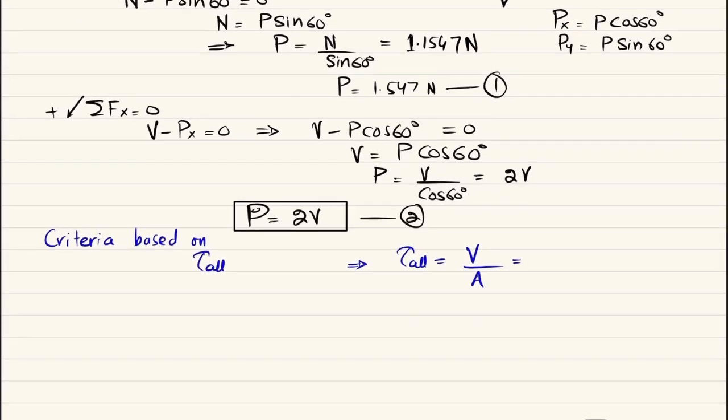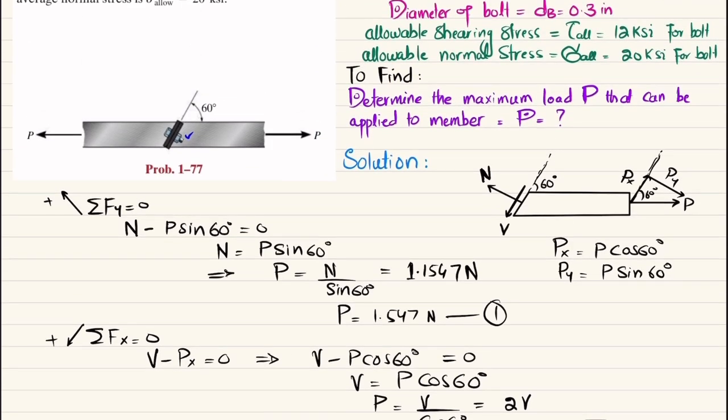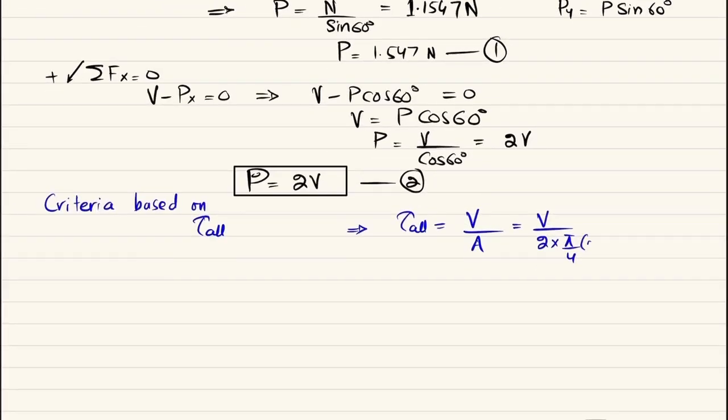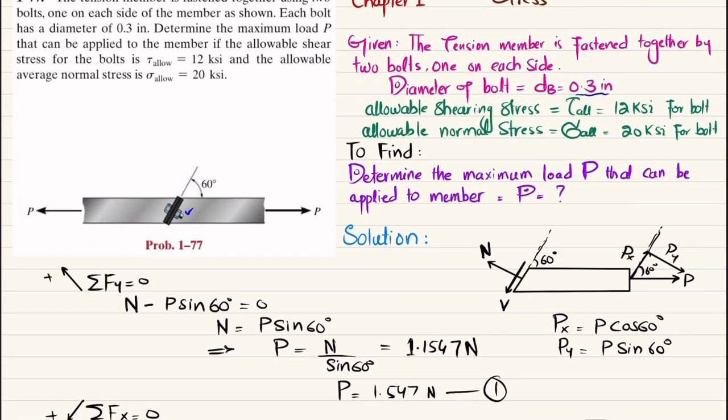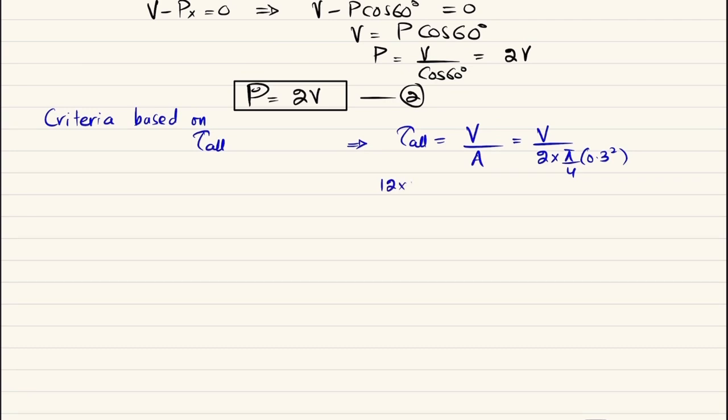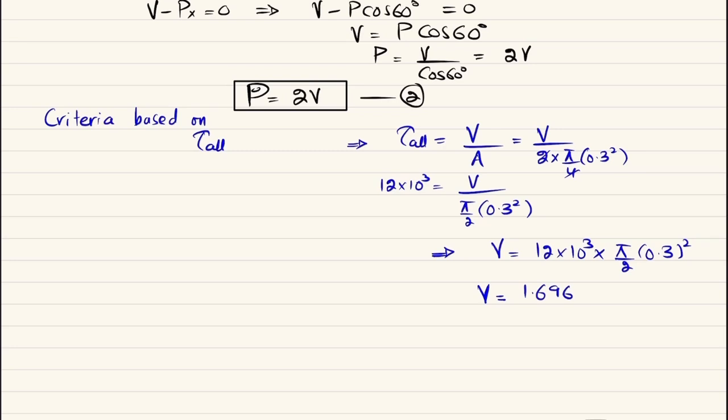We do not know V, so I will write V divided by 2 bolts, so 2 multiplied by pi by 4, times the diameter of bolt squared. Diameter of bolt is given as 0.3 inch, so I will write 0.3 squared. Allowable shearing stress for bolt is 12 ksi, so I will write 12 into 10 to the power 3 is equal to V divided by 2, which cuts with this, so we get pi by 2 into 0.3 squared. From here we get V is equal to 12 multiplied by 10 to the power 3 multiplied by pi by 2 into 0.3 squared, and you will get the shear force as 1.696 kip.